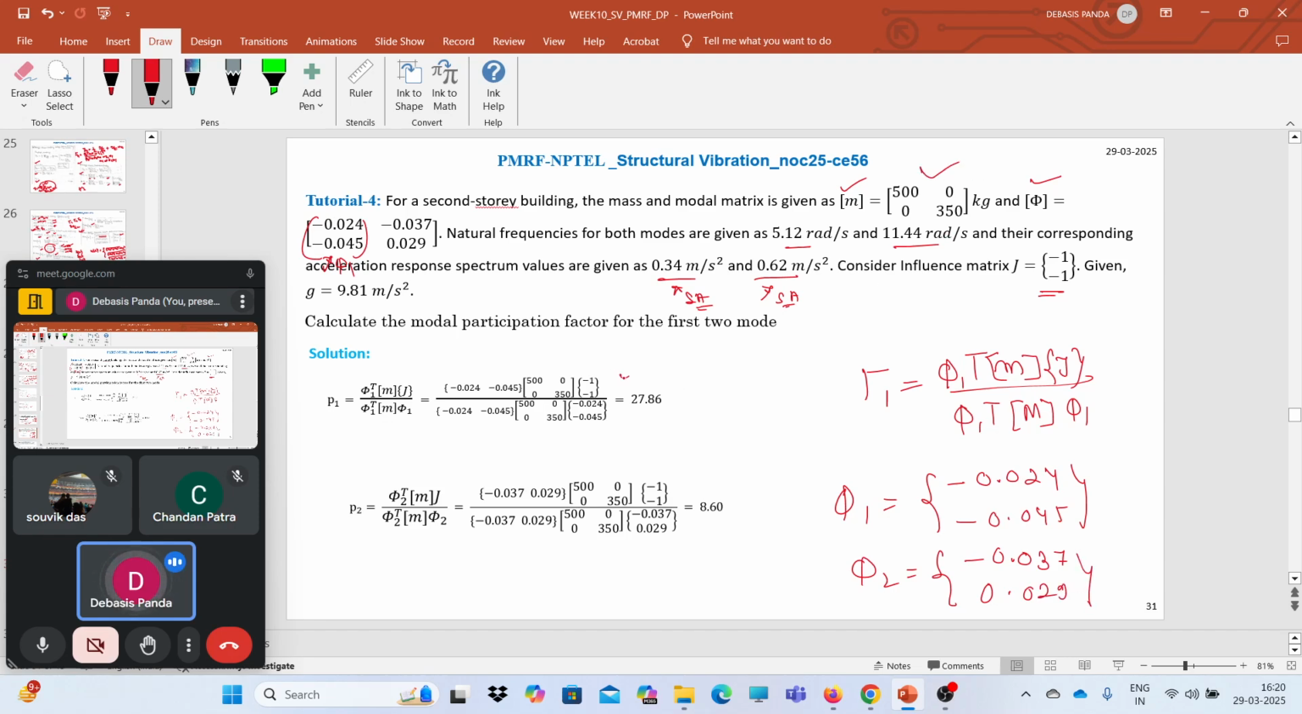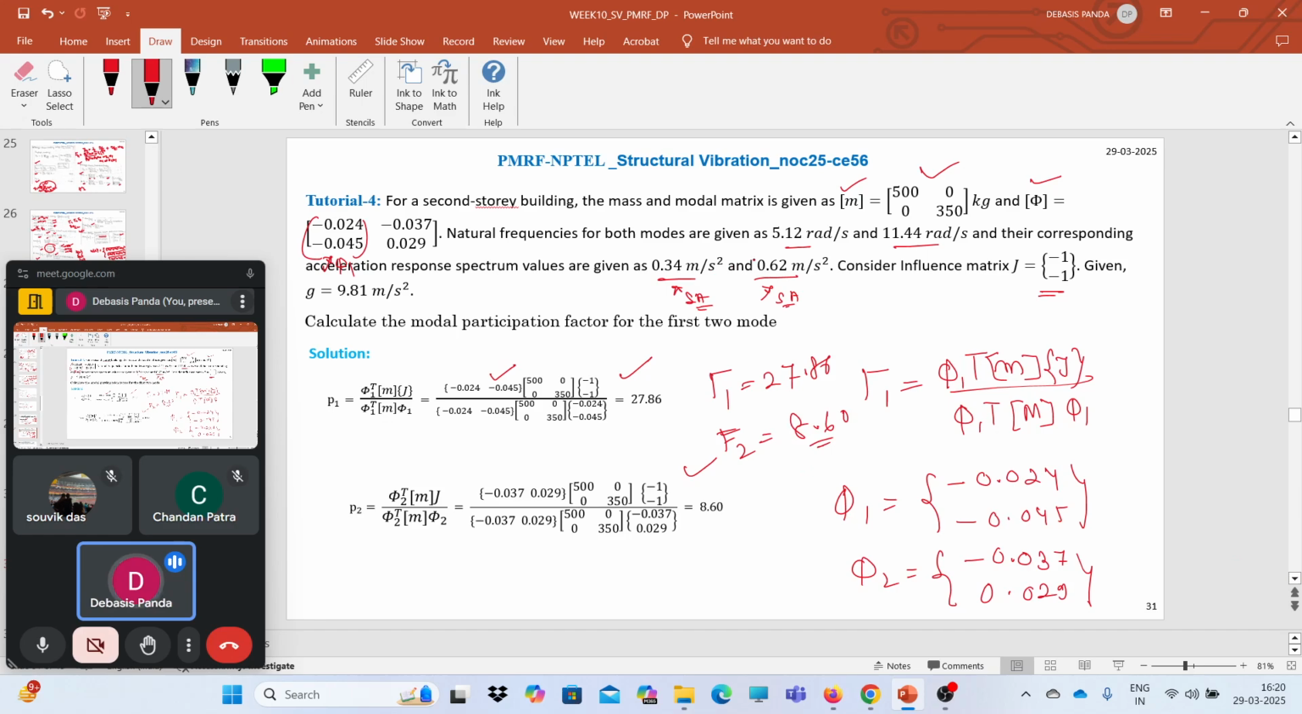You can easily perform these calculations. Use MATLAB or use a calculator to do this vector and matrix calculation. First do this operation and then the second operation. So the first participation factor comes as 27.86 and the second participation factor comes as 8.60, right?